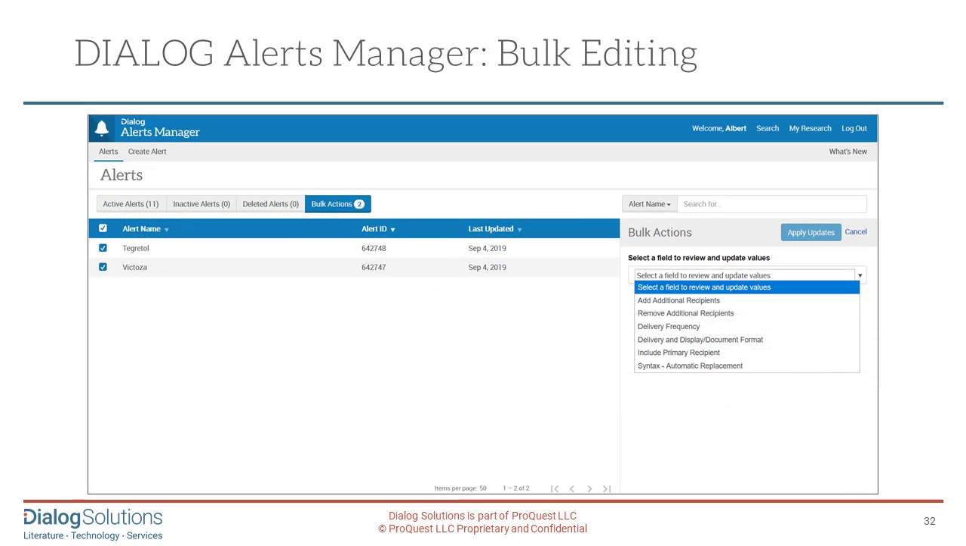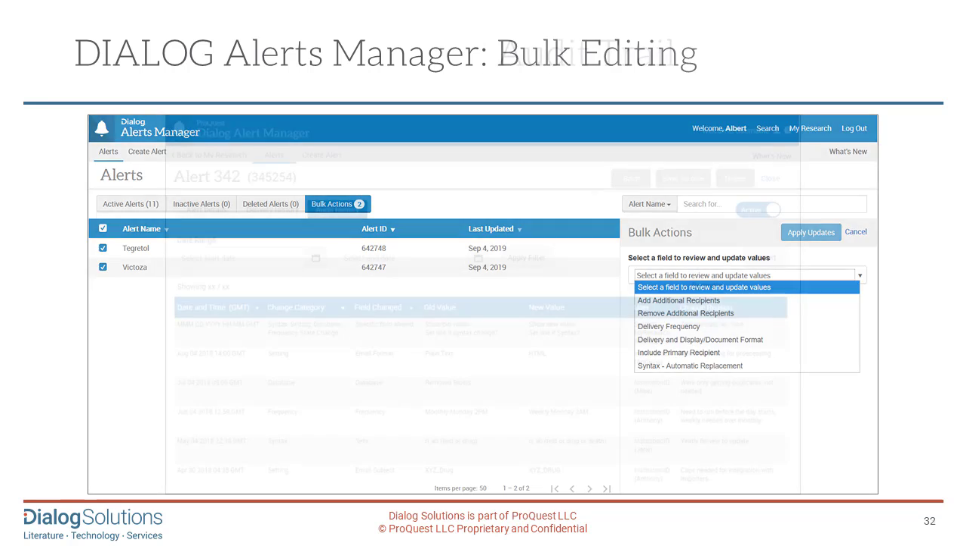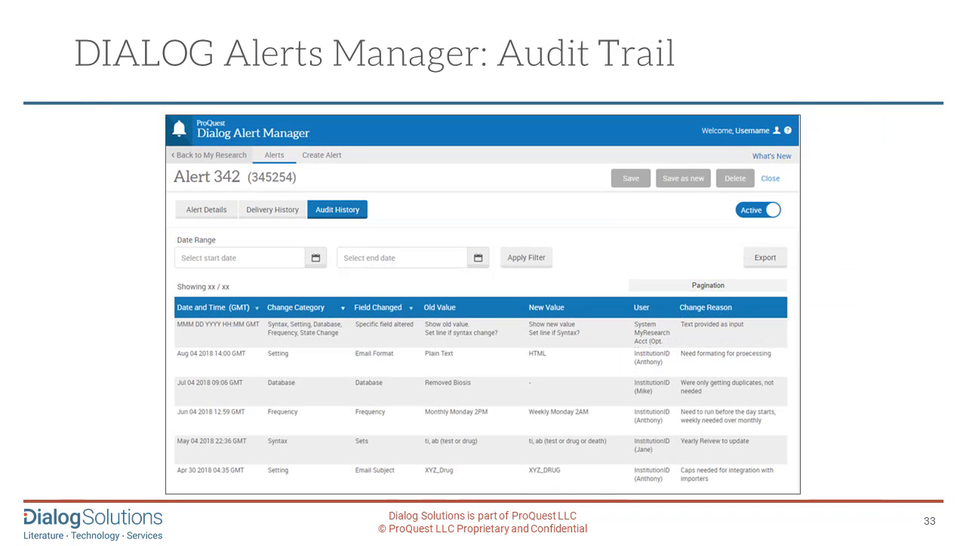And this is an example where we have 2 alerts here, and I want to do a bulk action. I want to update a field in both of these alerts at once. So I can select a field, I can add additional recipients, I can change the delivery format and so on, and I can replace the syntax. So you can do this at once, which makes it much easier. And on top of that, everything you do will be recorded.